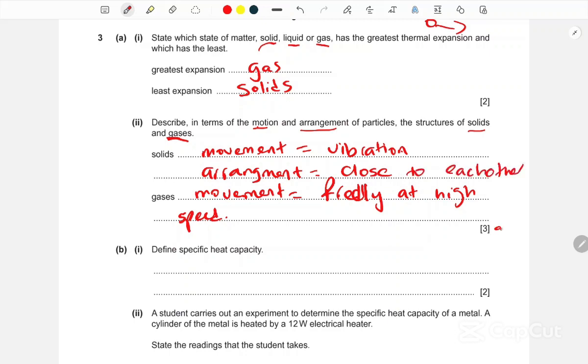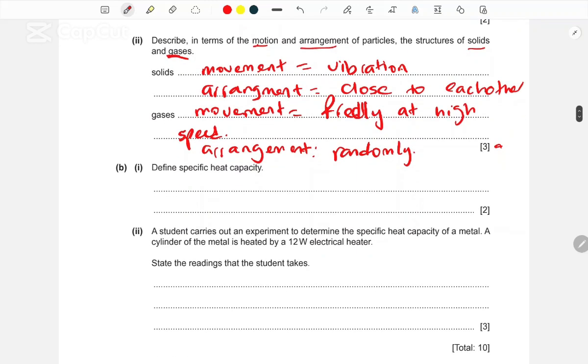Now this is a 3 marks question, so we can just stop there. But then if we wanted the arrangement for gases, they're arranged randomly. So we can just write randomly. That's going to be our answer.